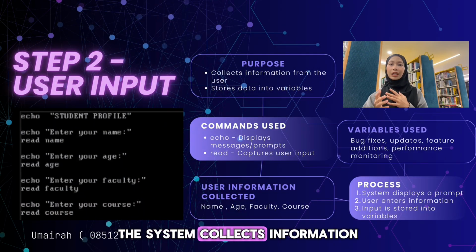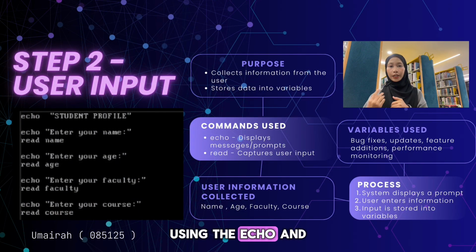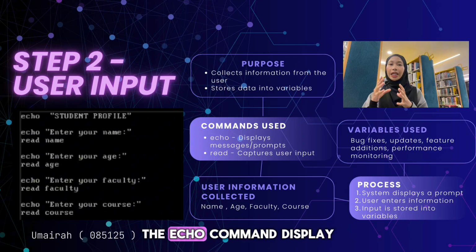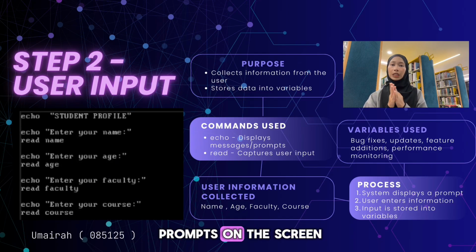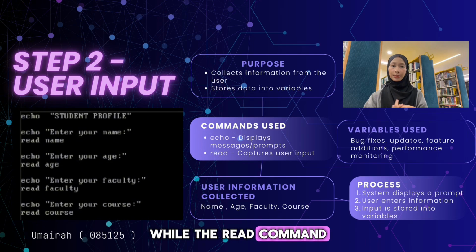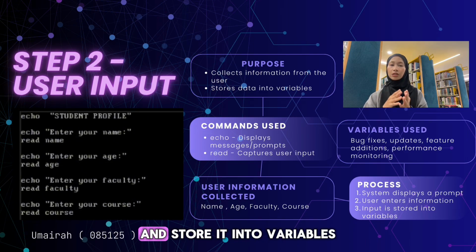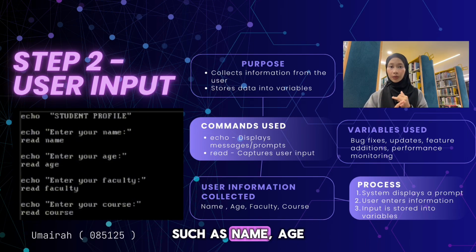Next, the system collects information from the user using the echo and read commands. The echo command displays prompts on the screen, while the read command captures the user input and stores it into variables such as name, age, faculty, and course. This process allows the system to save user information for later use in the program.